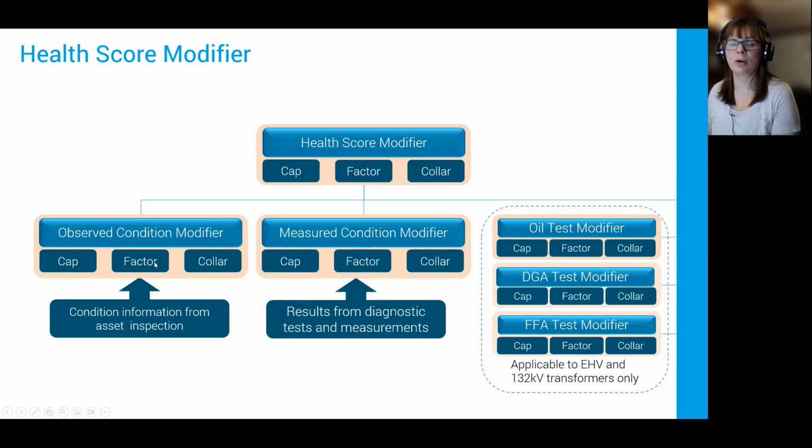So the factors therefore hover around 1. So a factor of 1 is a neutral position. A factor of greater than 1 will result in a worse health score than the initial health score, and a factor less than 1 will result in a better health score than the initial health score. The caps and collars are there because no matter how old it is, sometimes the asset has one or several poor conditions, but the asset is relatively new.